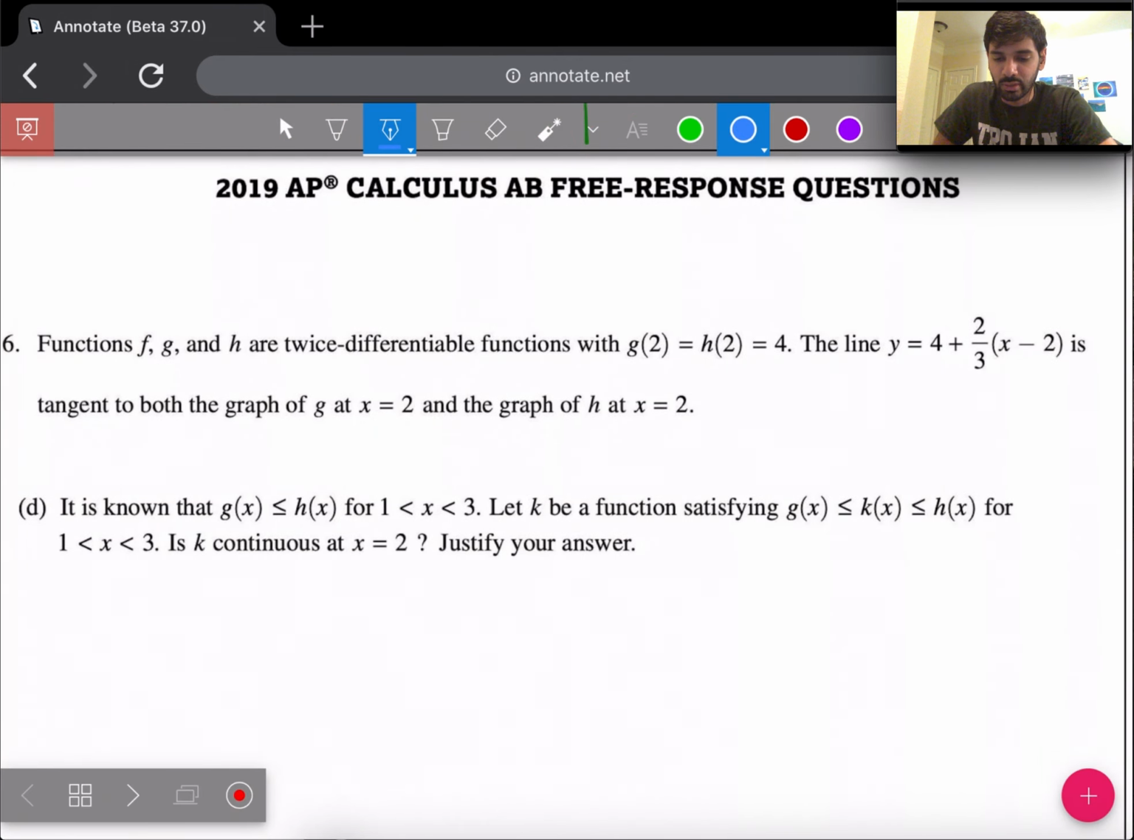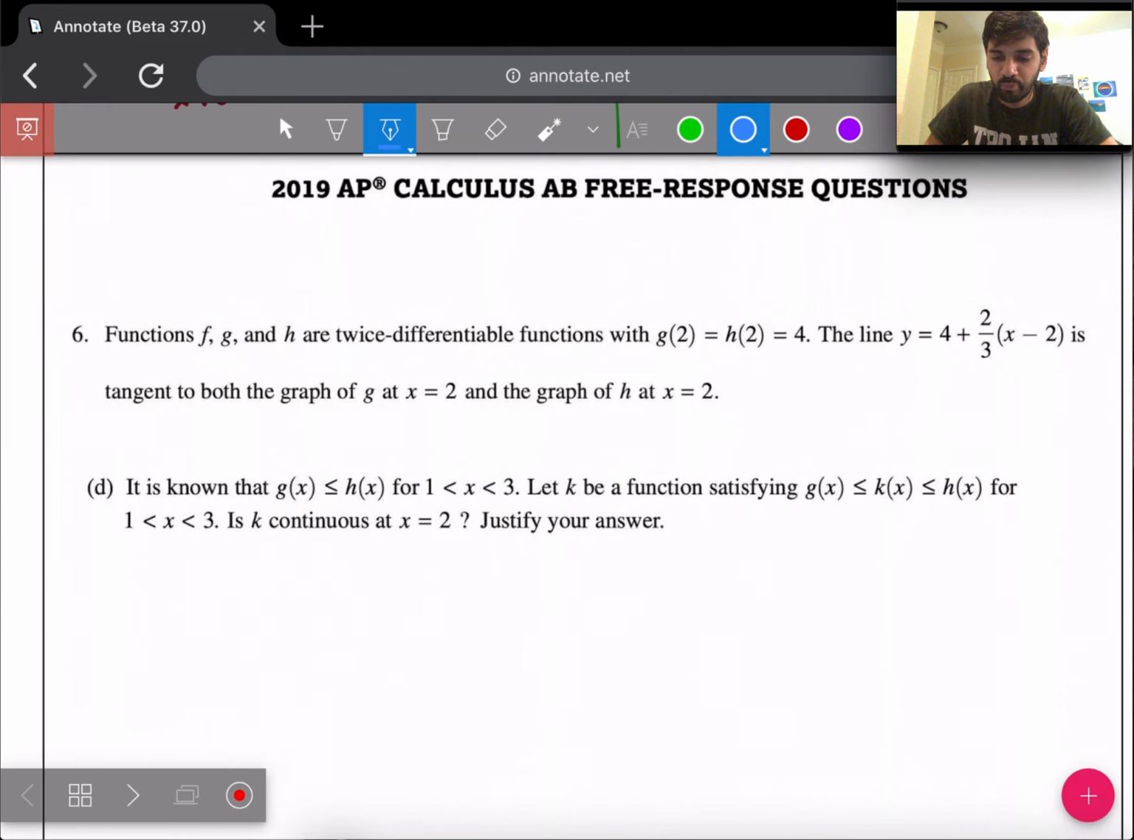This was from last year, 2019, the AB version of the test, number 6. It gives us some information. This one is part D. The reason that part D is part of Unit 1 is because if you look on your study guide, I mentioned that anytime you see a problem with this type of an inequality, this is indicating to me that I need to use the squeeze theorem.